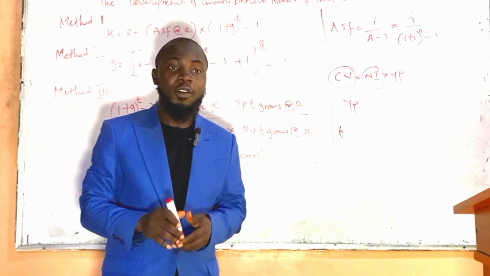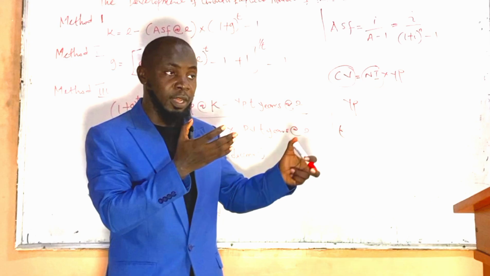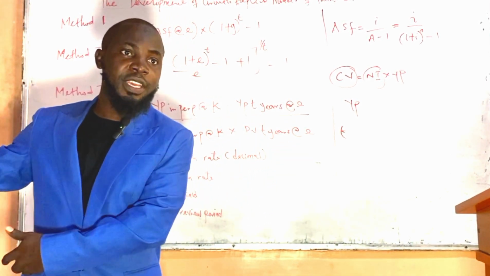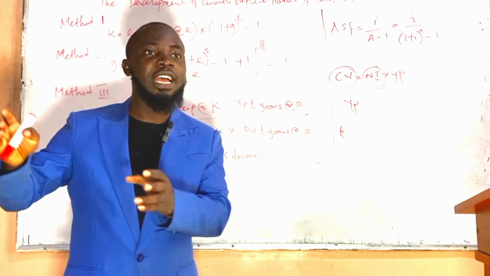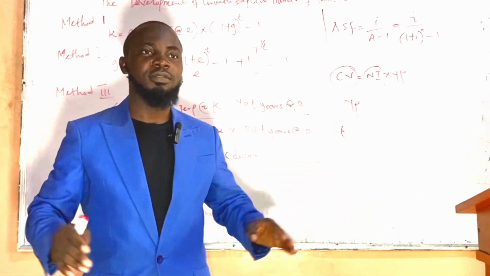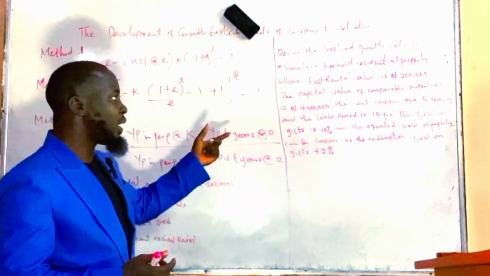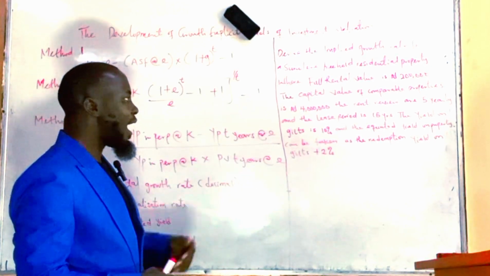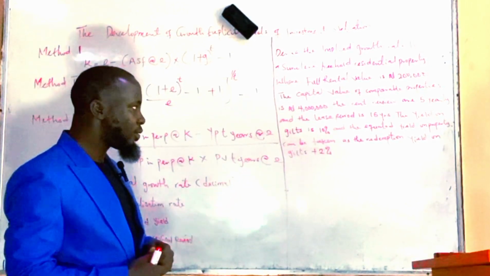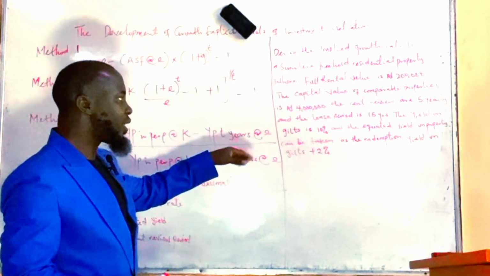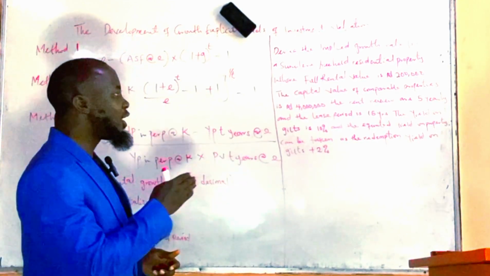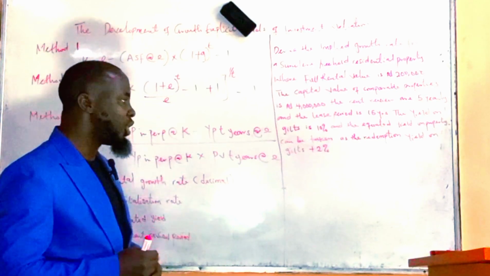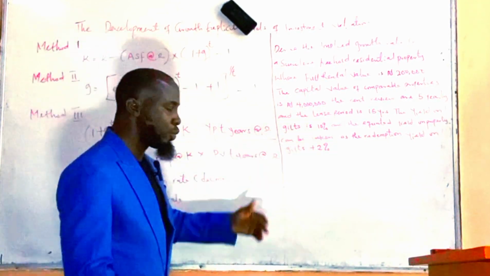They will tell you that, okay, for this amount of money, for this property, the rent review is after every 5 years, after every 4 years, after every 2 years. That is your T. Comparable properties is 4 million naira. The rent reviews are 5 yearly, and the lease period is 15 years. The yield on gilt is 10%, and the equated yield on property can be taken as the redemption yield on gilt, which is plus 2%.